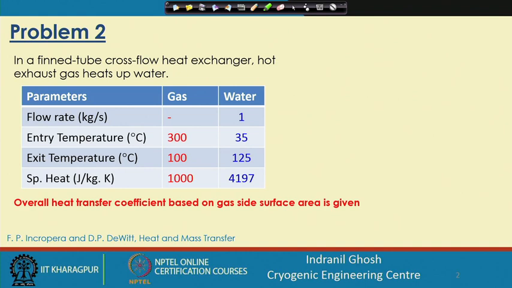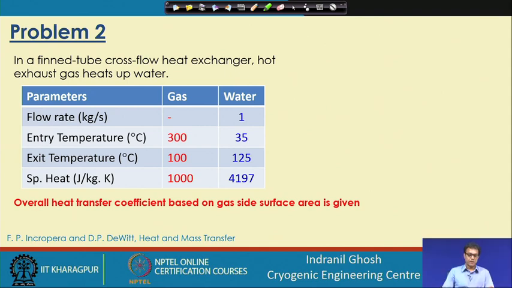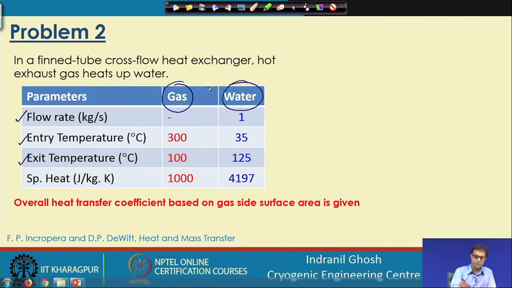In this problem, it is a cross flow heat exchanger where the hot exhaust gas is being cooled by the water. So, the parameters are already known to us. We know the flow rate, entry and exit temperature of the gas and the water stream, and since the inlet and exit temperatures are known, we also know the fluid properties and that remain constant. It is not changing with the length of the heat exchanger.